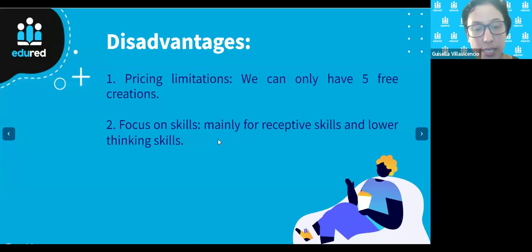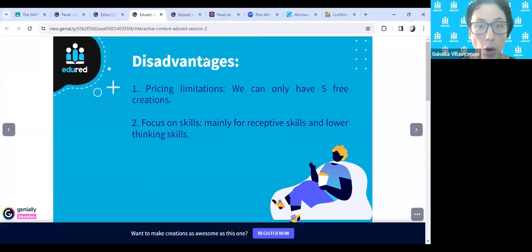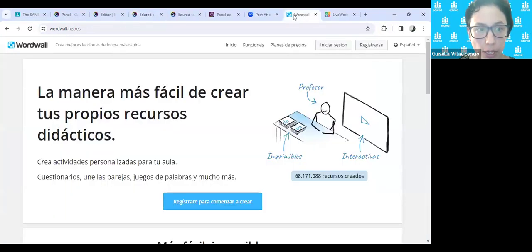And the focus on skills. WordWall is mainly for receptive skills and lower thinking skills. Let's remember that. If we want our students to produce, to create, we need to use other tools. So the link for WordWall is here. Yes, I'm going to open WordWall now. Thank you, Frida. This is WordWall, right? This is the link.